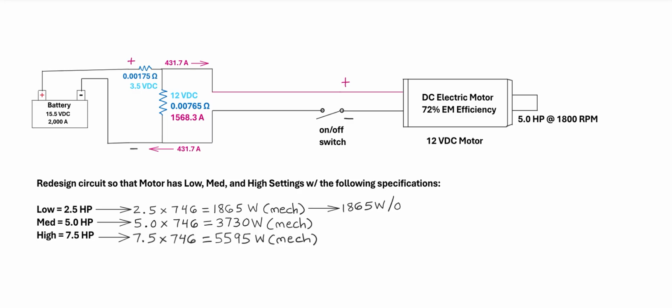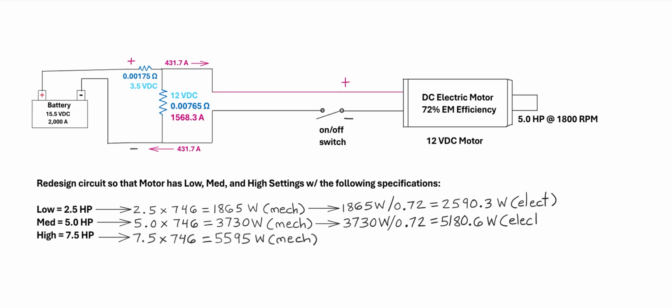So we can then solve for the electrical power input required by dividing the mechanical power output by the efficiency of the motor. So now we know the electrical power that has to switch between the low, medium, and high settings.